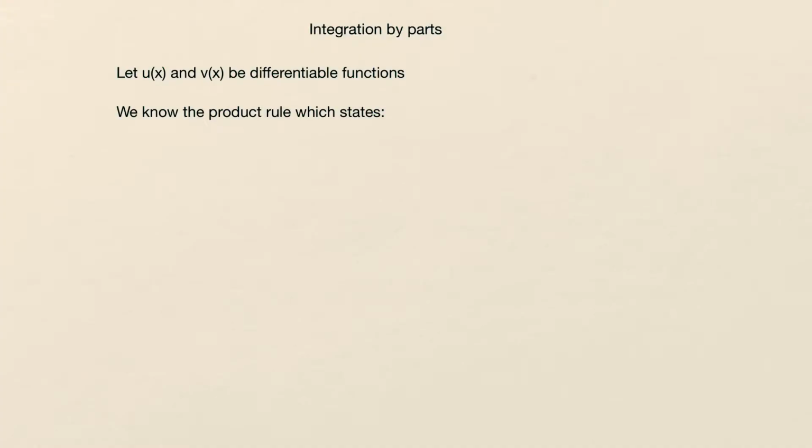Integration by parts. So we've got two differentiable functions, u of x and v of x. First of all, we're going to recap what the product rule is. The product rule is the derivative with respect to x of the two functions multiplied together, uv, and that is equal to u dv by dx plus v du by dx. Based on this, we can rearrange it to create a rule for use when integrating.